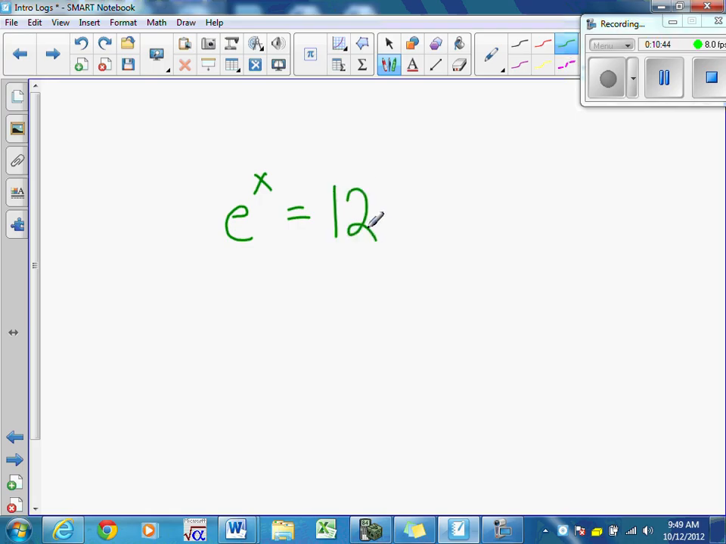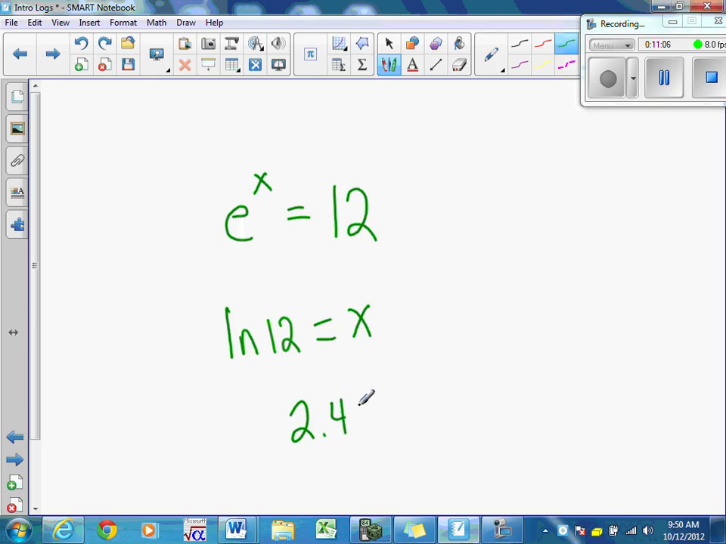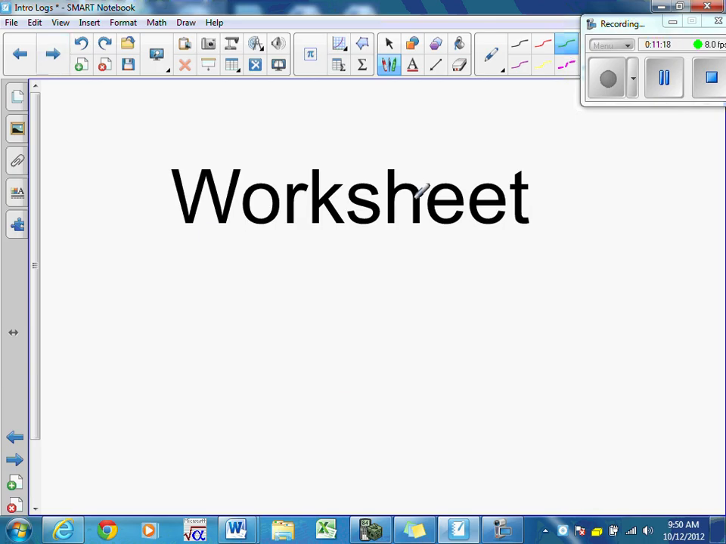Solve for x. Well, if we write it in logarithmic form, this is just natural log of 12 equals x. Log base e. And once again, that's just something we can do on the calculator. And so we get 2.485. So all these problems deal with going from exponential to logarithmic or logarithmic to exponential. All right, next homework.